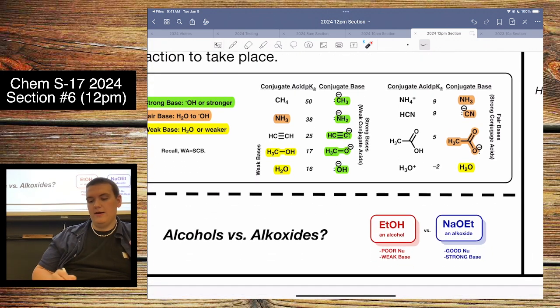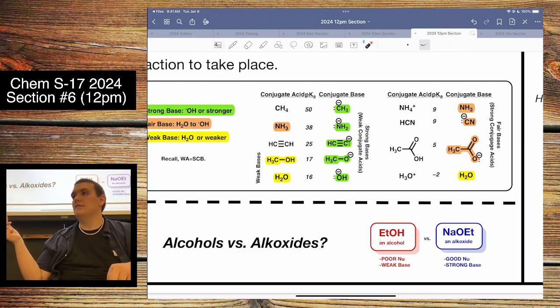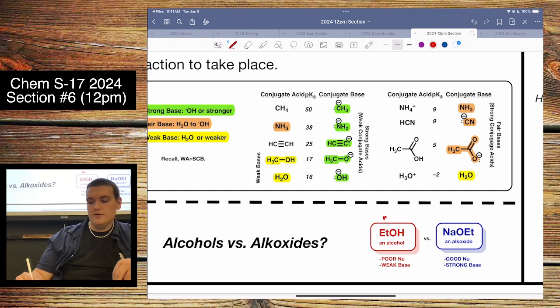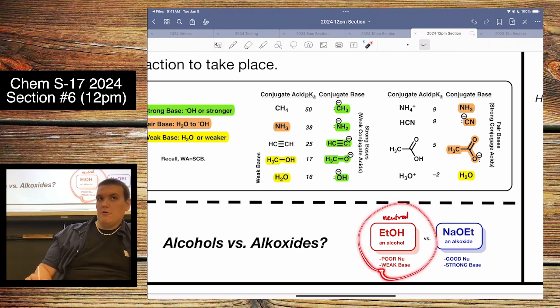I will also point out a common mistake that I see students make, which is not recognizing the difference between alcohols and alkoxides. So ethanol, EtOH, is neutral. It is an alcohol, and alcohols are both poor nucleophiles and weak bases. Like this alcohol, I wouldn't even typically call it a base. It's more of a weak acid. It's kind of weak everything. It's like water, basically. So that is an alcohol.